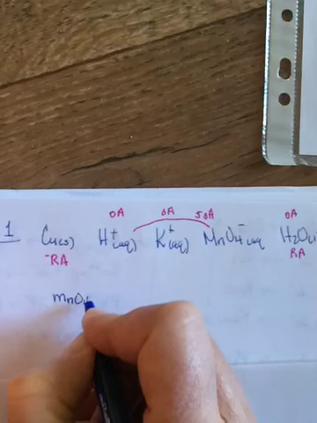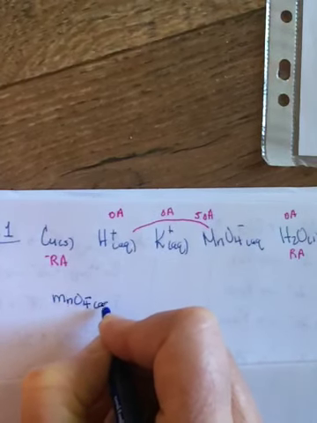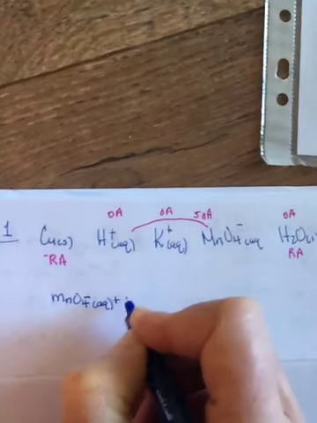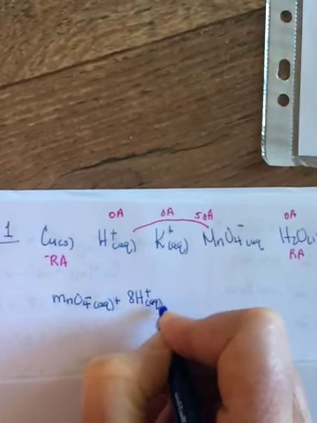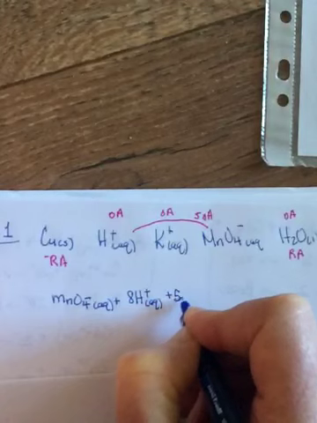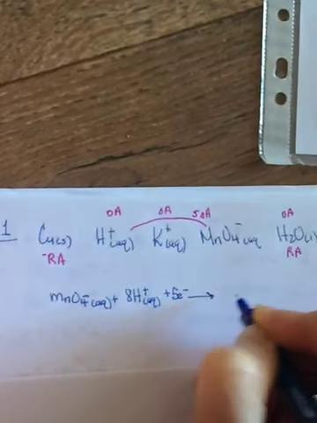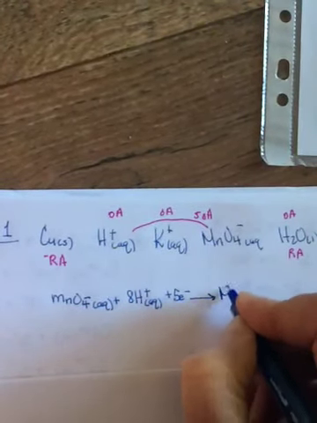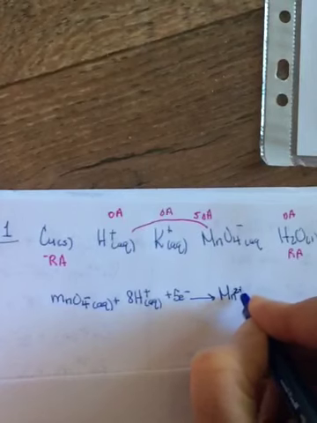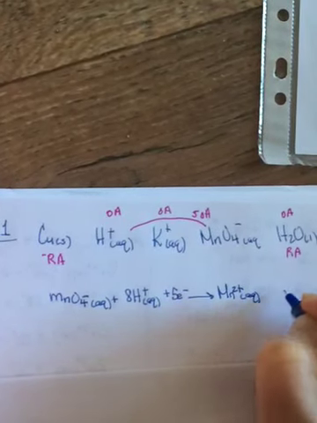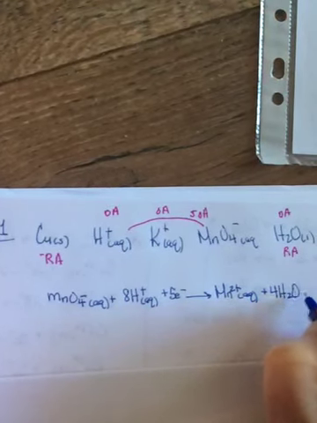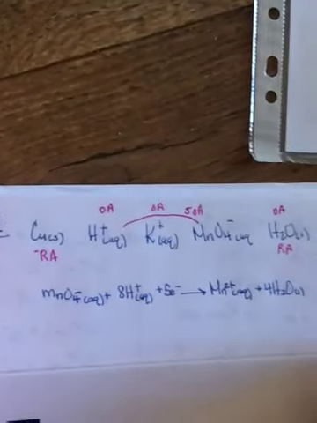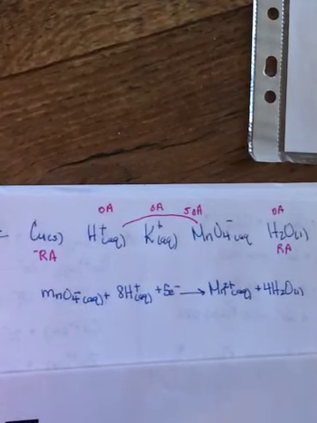MnO4 negative aqueous, it'd be good if I could see the chart, plus 8H positive aqueous plus 5 electrons going to Mn2 positive aqueous plus 4 waters liquid. Okay? So that's step 3.